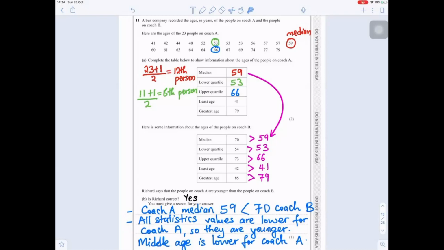Or you can use 23 plus 1, n plus 1 over 2, that gives you the 12th person. 11 plus 1 over 2 gives you the 6th person, which you can count.